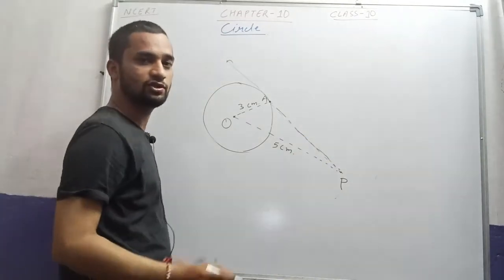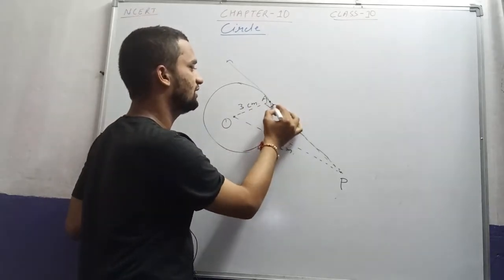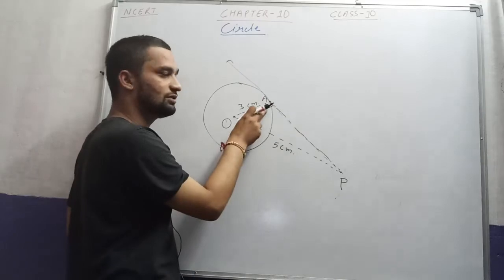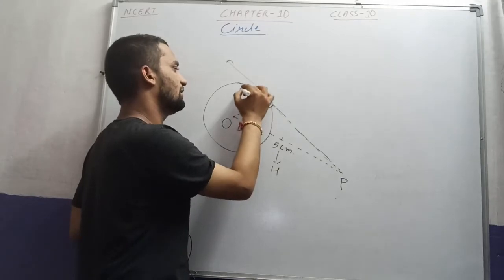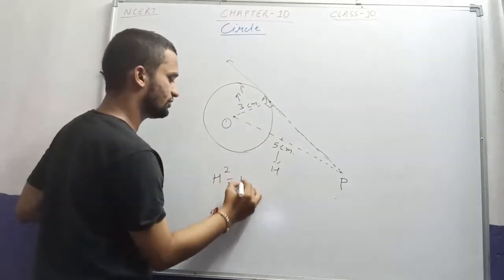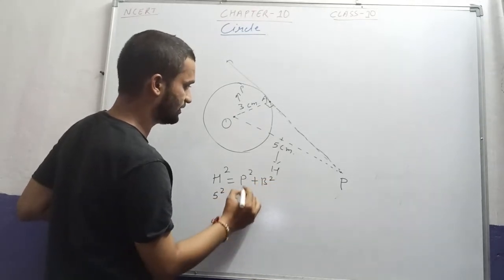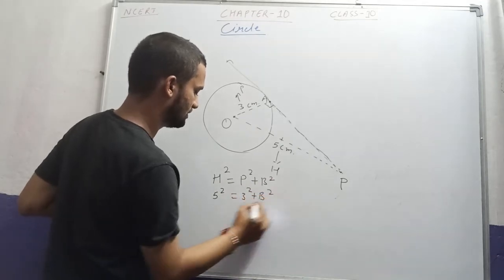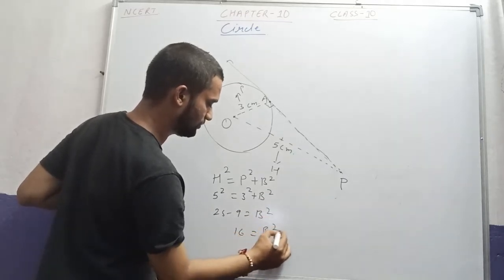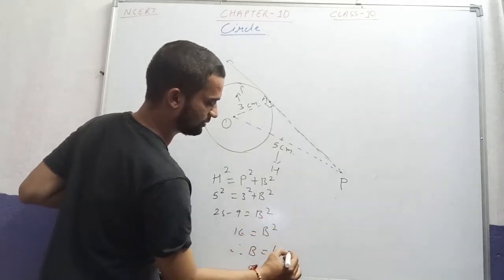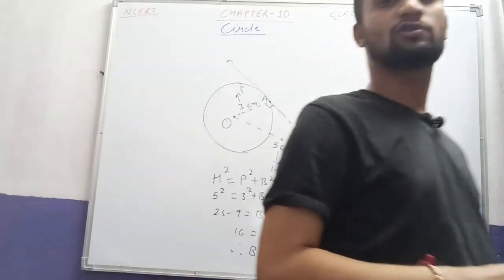As you know, with theorem 10.1 we have already studied that if we draw the radius at the point of contact, it will be perpendicular. So this will be 90 degrees, and then this will be the hypotenuse and this will be the perpendicular. So by using the Pythagoras theorem, h square is equal to p square plus b square, we get 5 square equals 3 square plus b square. So 25 minus 9 is equal to b square, so 16 is equal to b square. Therefore base b equals 4 centimeter. So the length of this tangent will be 4 centimeter.